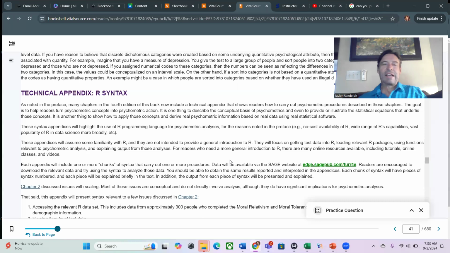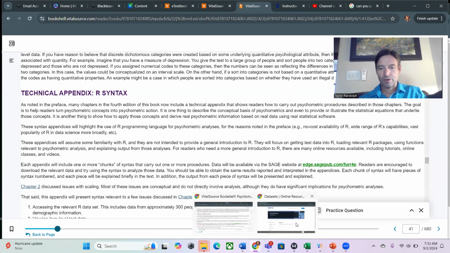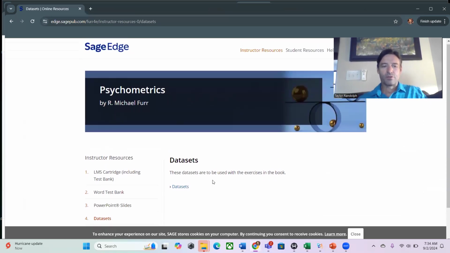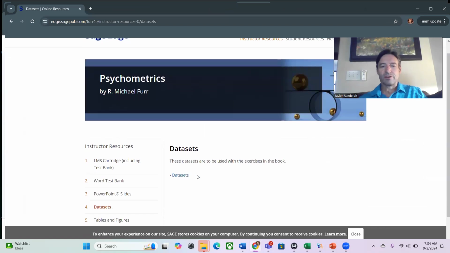These are basically data files. These are dummy data files that your textbook has. So it allows you to take this. And so I have access to this as an instructor. You should too, as a student buying the textbook. And you can see that if I go to my instructor resources, it's got data sets. And these data sets are to be used with exercises in the book. I'll release these to you. If you don't have access to the website, I'll release these to you.